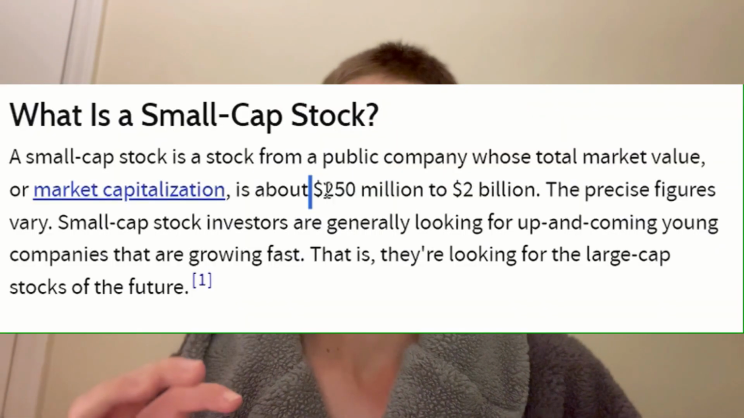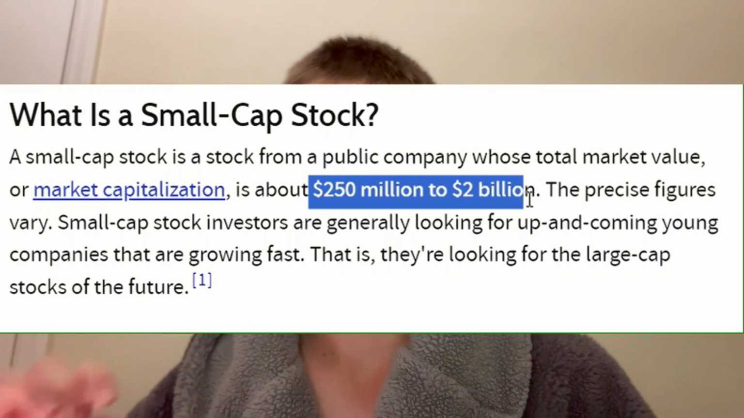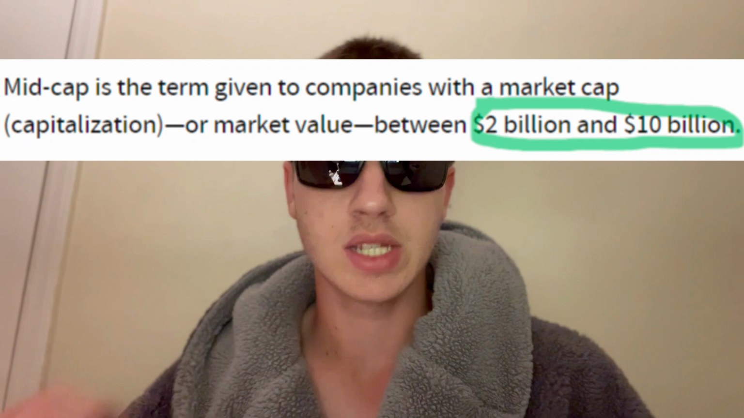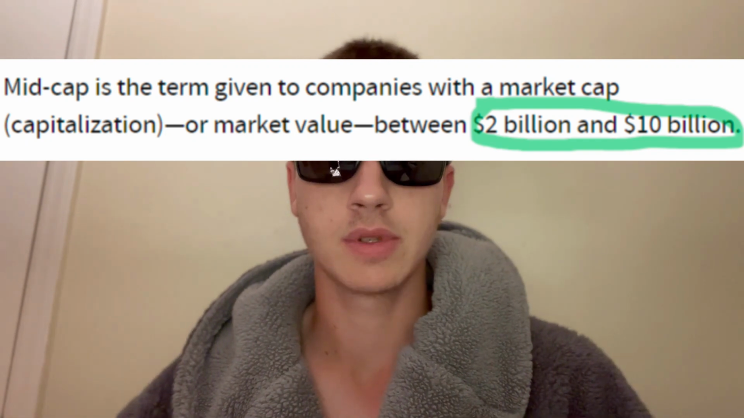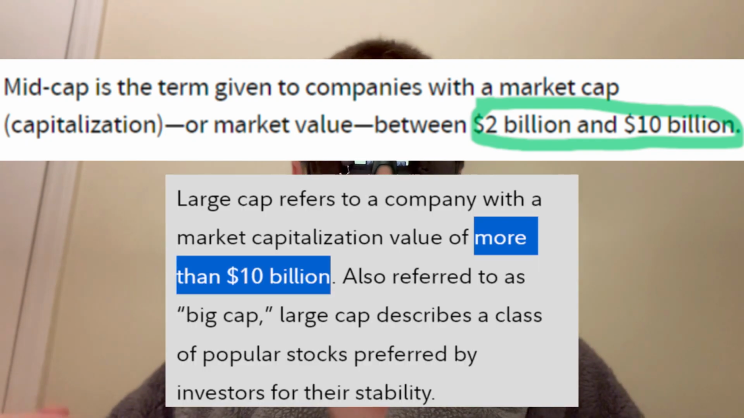Small cap is a company's value between 250 million and $2 billion. Mid cap values range between 2 to 10 billion, and large caps are any value above 10 billion.